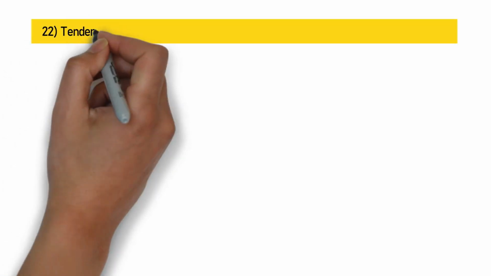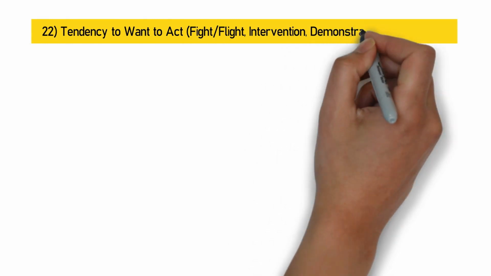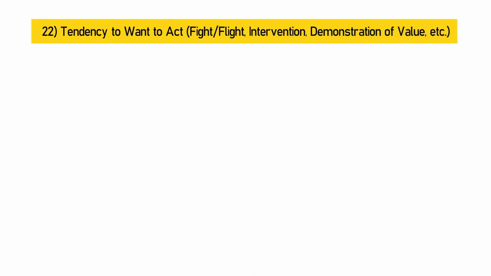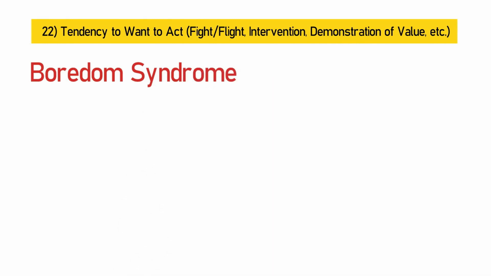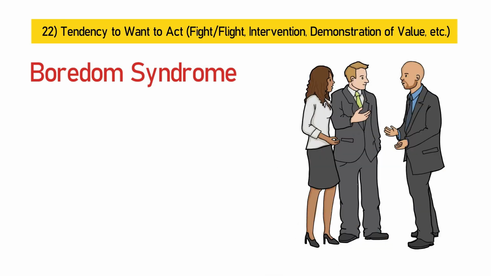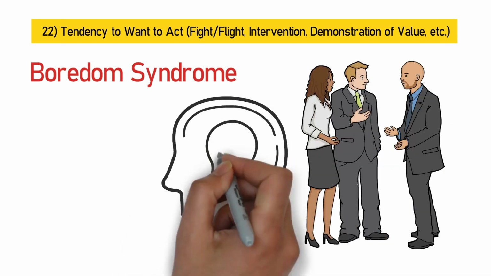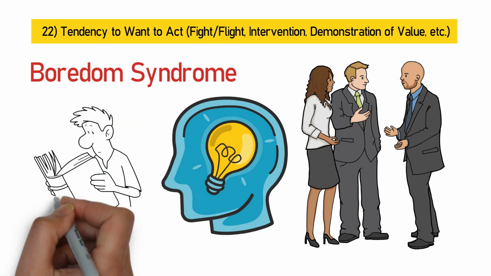Number 22, tendency to want to act. Fight/flight, intervention, demonstration of value, etc. This is what we call boredom syndrome. Most people feel compelled to act even if their actions aren't required. We also have a tendency to offer solutions even when we lack the necessary knowledge to solve the issue.